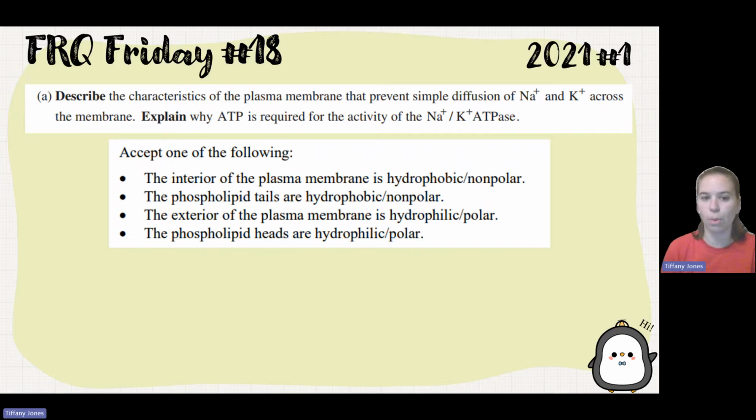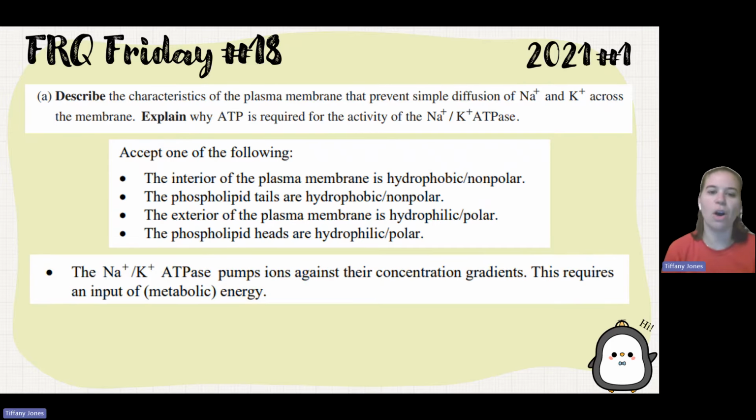And then you have to explain why ATP is required for the activity of the sodium potassium pump. Well, since we're talking about a pump, we know that something's going against this concentration gradient. So sodium potassium pumps are pumping ions against their concentration gradient, and this requires some type of input of energy, which would be that ATP that is used.